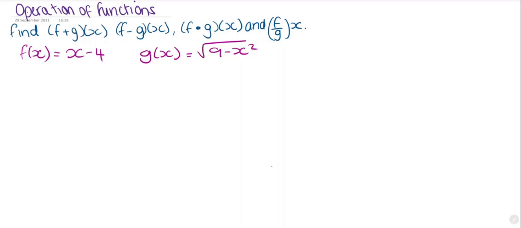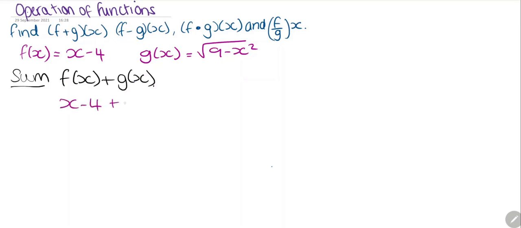So let's have a look at the operation of functions. We're going to find the sum of a function, the difference of a function, the product of a function, and the quotient. And we're given two functions. Let's have a look at the sum first. The sum can be written as f of x plus g of x. So this is just going to be x minus 4 plus the square root of 9 minus x squared. Now we cannot simplify this any further, so that is our answer.